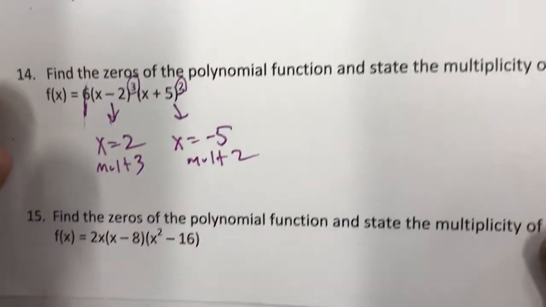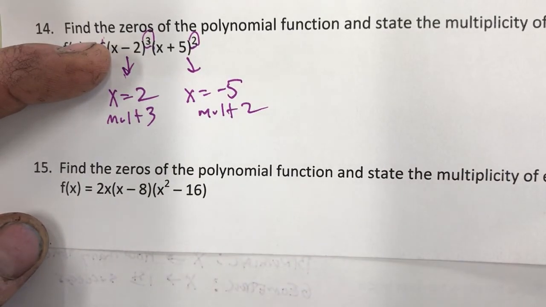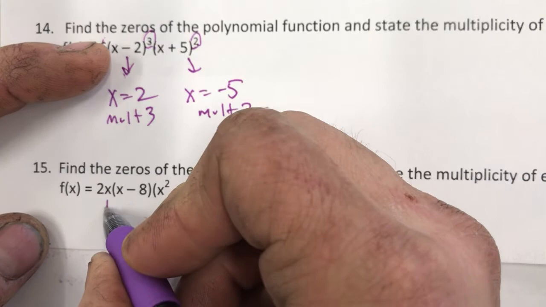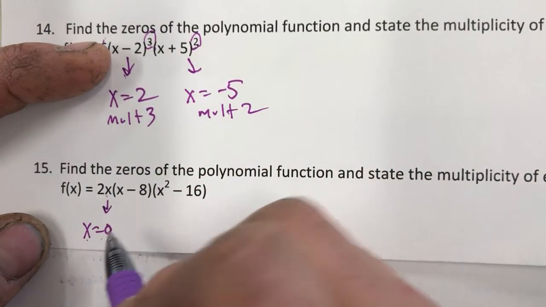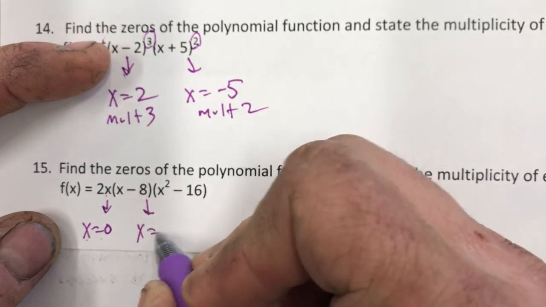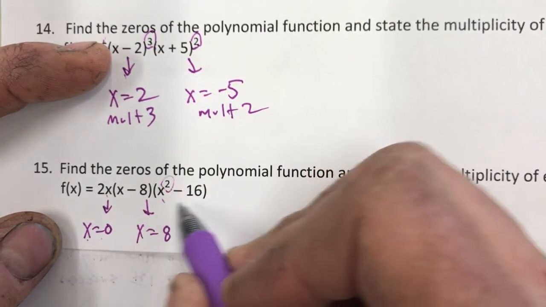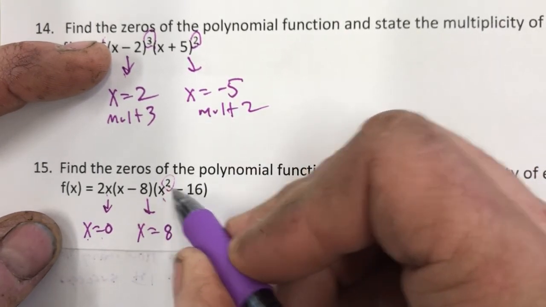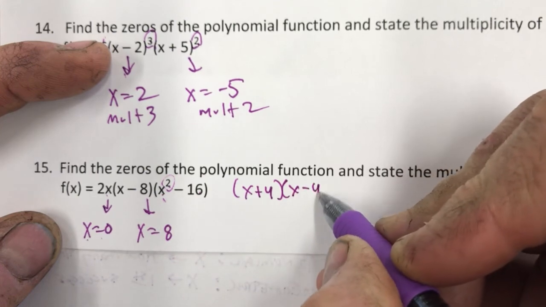And now the last problem, number 15, find the zeros here. Okay, all right, here's an x there, so that means x equals 0 is my 0 there. There's no plus or minus, so it's x equals 0. Right here, x equals 8. Now look here, this is x squared. This is a difference of squares. This is x squared, that's 4 squared. So this is going to be x plus 4, x minus 4.